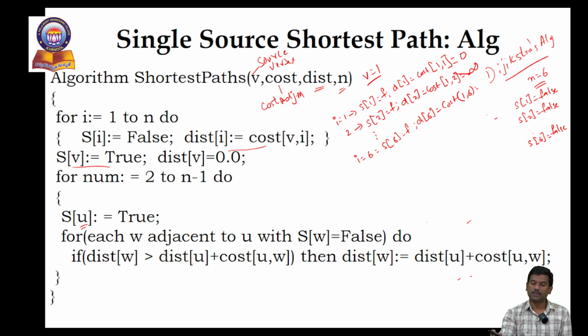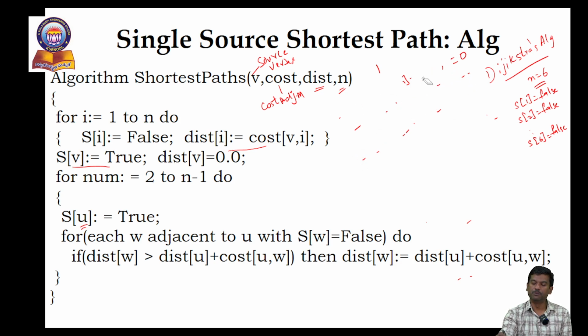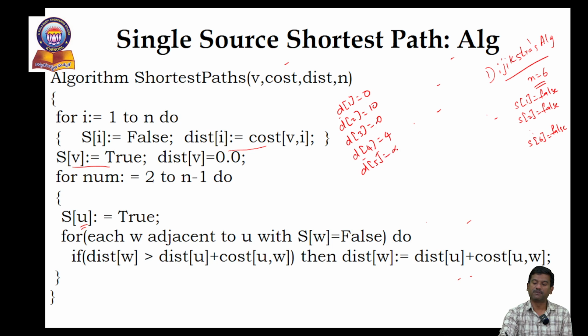What does it mean? That is, from the above loop, that is for i equal to 1 to n do, assume that you have got the values of d, that is distance. That is, distance of 1 is equal to 0, distance of 2 is equal to 10, distance of 3 is equal to infinity, distance of 4 is equal to 4, distance of 5 equal to infinity, and distance of 6 equal to 8, which has been executed from the previous step. So these are the values of the distance at the first iteration.